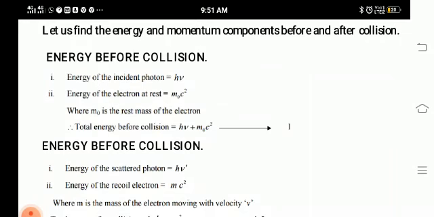First, we will derive the total energy. Before collision, the energy of the incident photon is h nu and the energy of the electron is m naught c squared, where m naught is the rest mass of the electron. So the total energy is h nu plus m naught c squared.